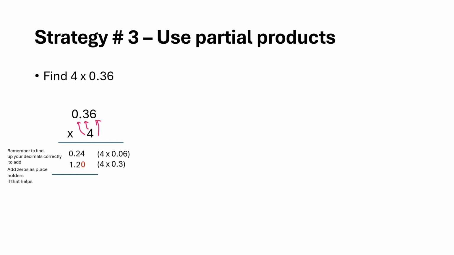Okay, so here we go. When we total up our numbers here, we get a sum of 1 and 44 hundredths. Great job! I hope you enjoyed these 3 strategies for multiplying with decimals.